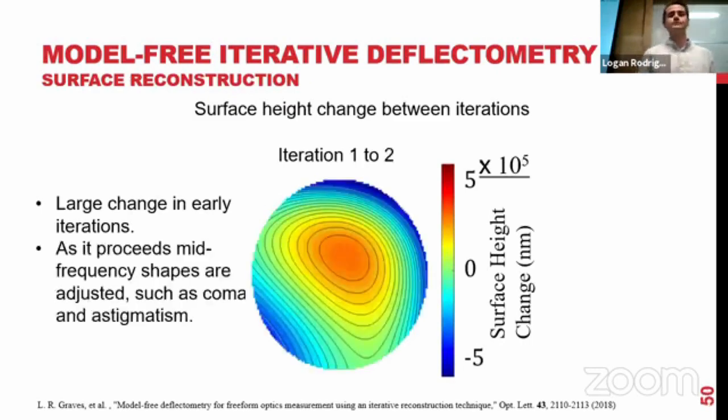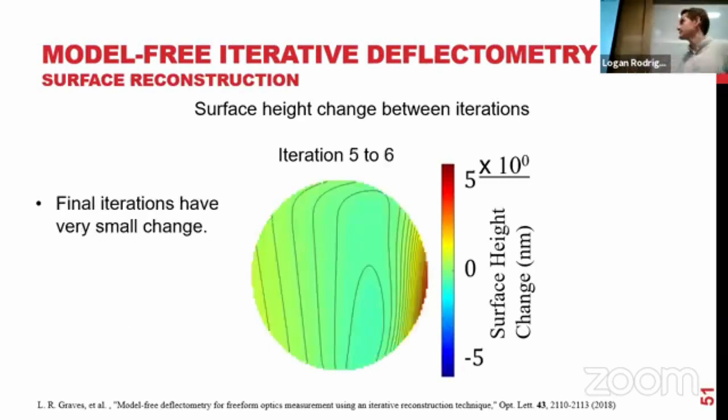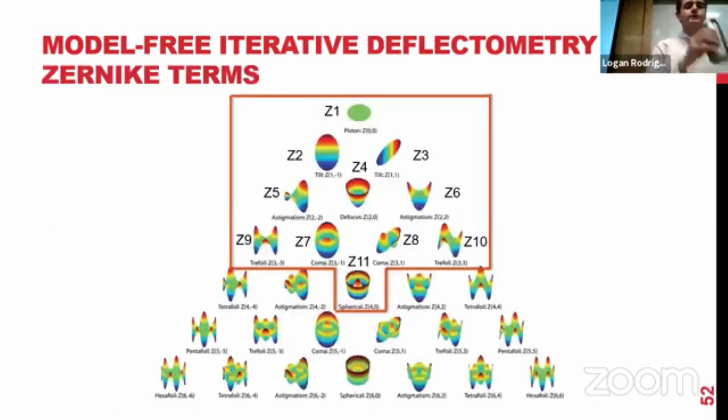As we step to the next iteration, we see it's only 10 to the fifth, but this is still a huge amount of change between one step to the next. And maybe we're starting to get into mid spatial frequency shapes like astigmatism or coma or things like that. At the final iteration, iteration 5 to 6, we're down to 10 to the zero. So just a handful of nanometers of change. It's sufficient for us to say, okay, it's not really changing very much anymore. We can stop the iterative process at this point. We've probably converged to the ideal surface. How do we evaluate the ideal surface?